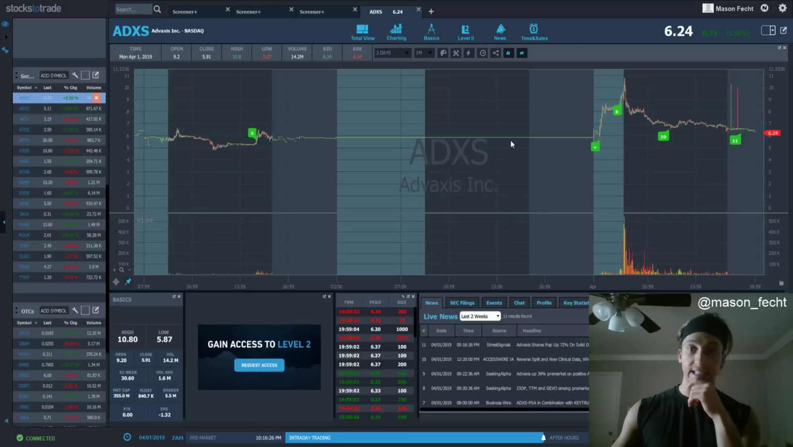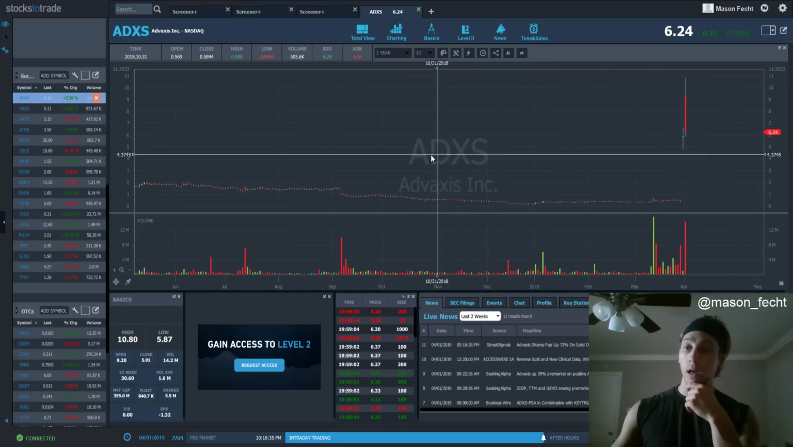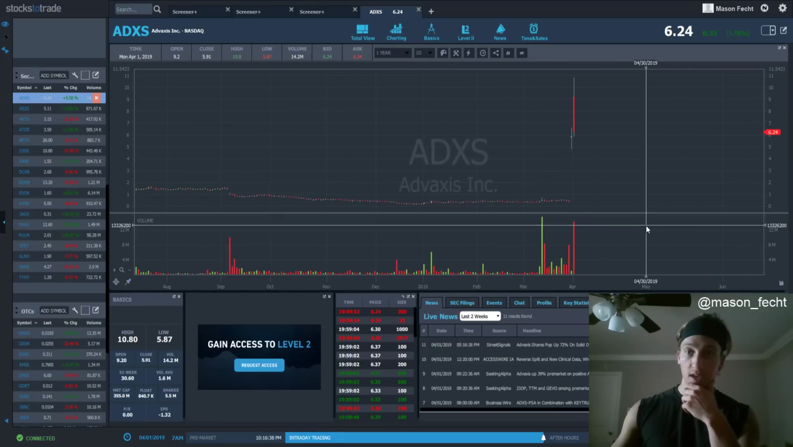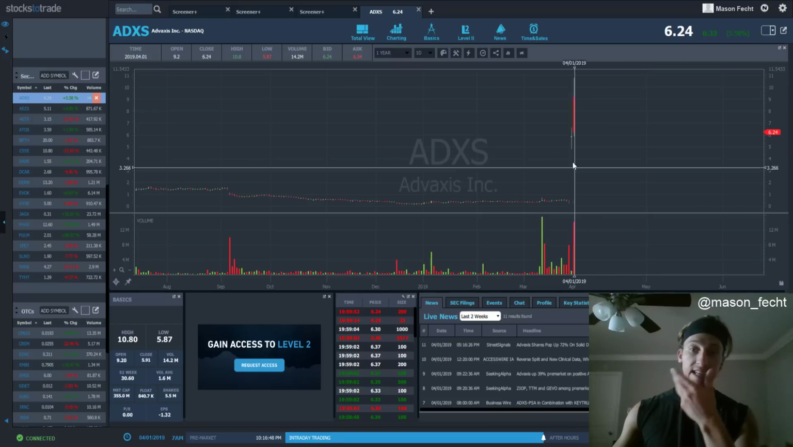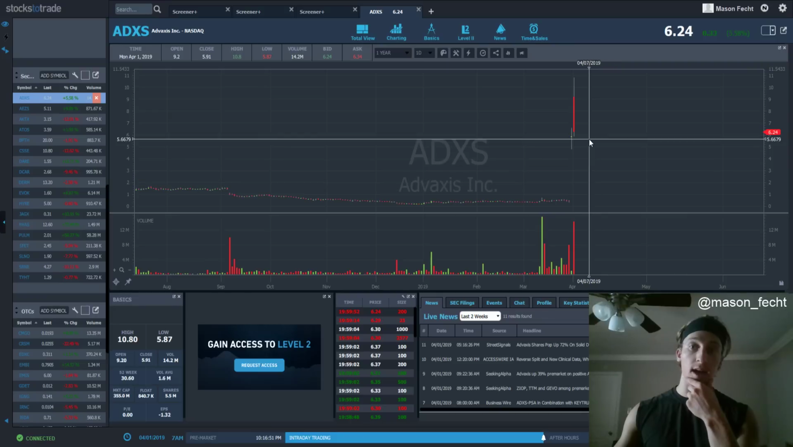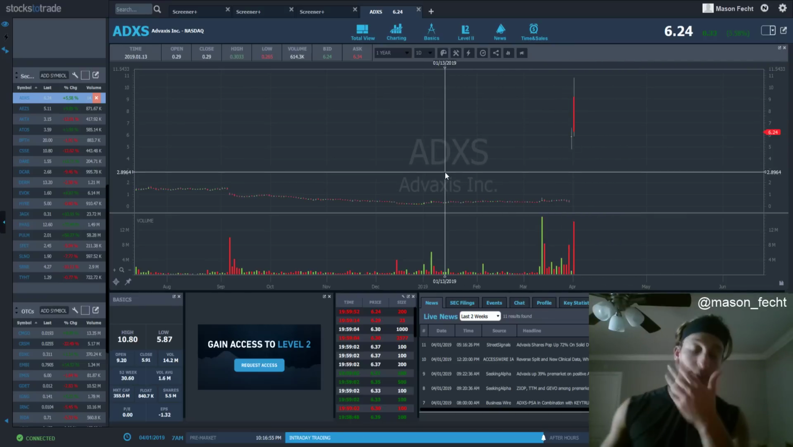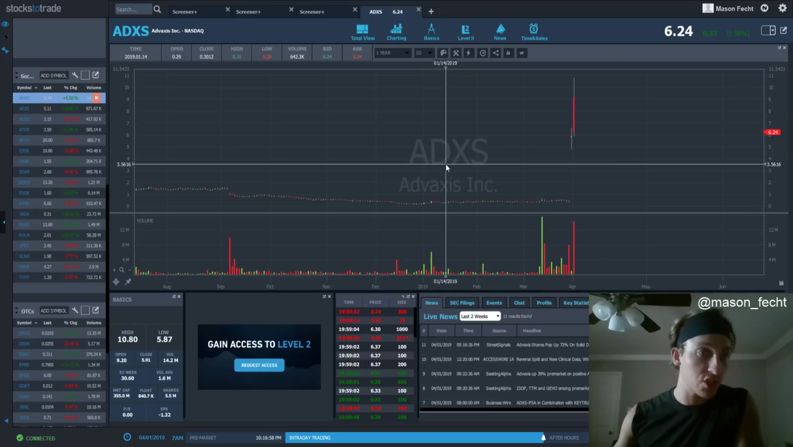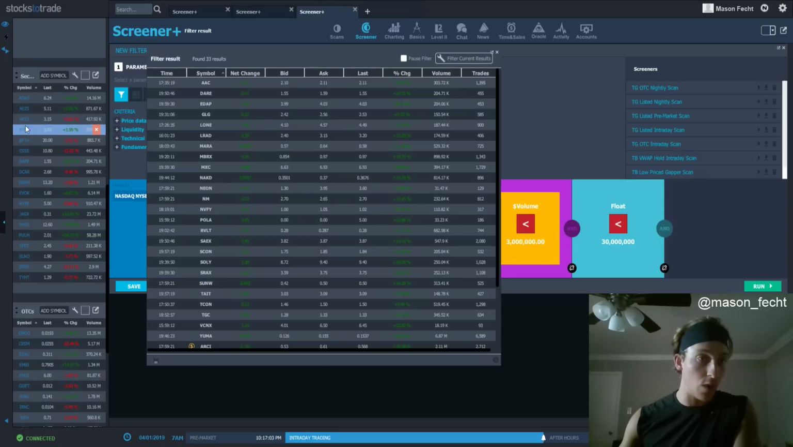So we have ADXS. This was a reverse split. Had a nice move today, but ultimately got crushed. I'm really not that interested in it. But because it had decent volume today, because it was up a lot, maybe for some reason it sets up for a multi-day breakout in a few days. Like, I already know it's extremely unlikely, but just because it had the volume, it was up, I'm going to keep it on my secondary watch list.